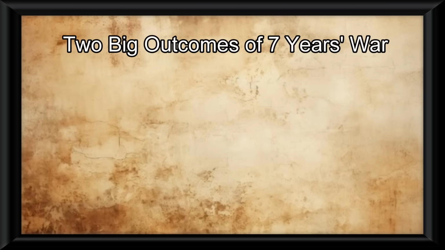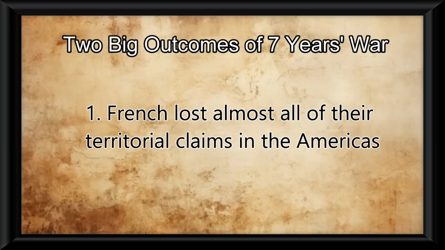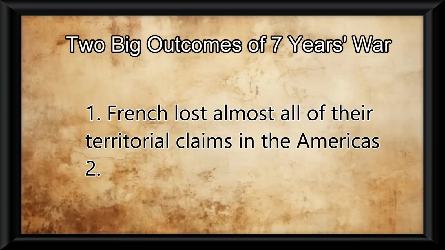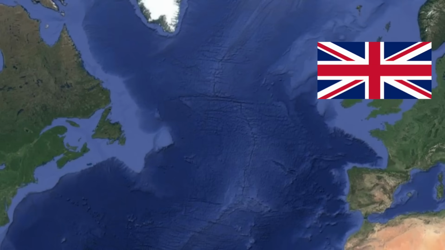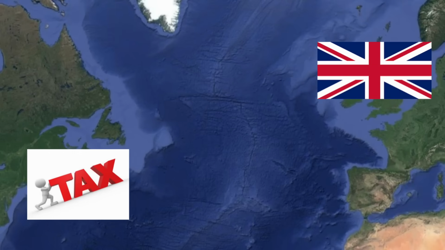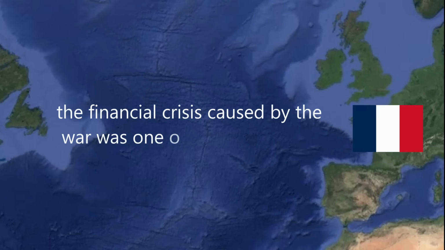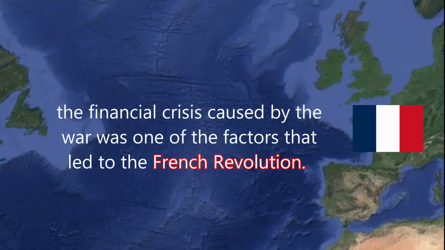There are two big outcomes of this war that you should know. First, the French lost almost all of their territorial claims in the Americas, and they were split up amongst the British and the Spanish. The second is that this war made both Britain and France heavily broke. For Britain, this resulted in the imposition of new taxes on the American colonies, but I get ahead of myself. In France, the financial crisis caused by the war was one of the factors that led to the French Revolution.